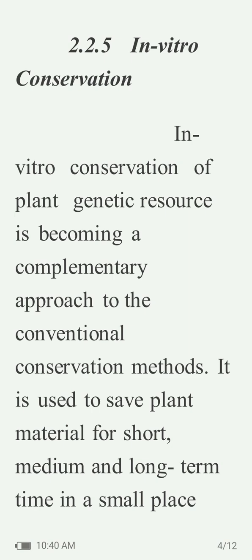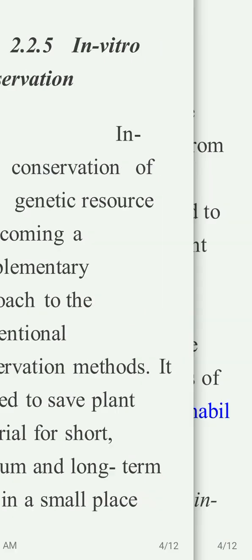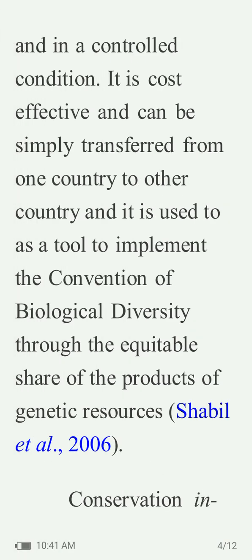Now, what is in vitro conservation? In vitro conservation of plant genetic resources is becoming a complementary approach to the conventional conservation methods. It is used to save plant materials for medium and long term time in a small place and in a controlled condition. It is cost effective and can be simply transferred from one country to another, and it is used as a tool to implement the Convention on Biological Diversity through the equitable share of the products of genetic resources.